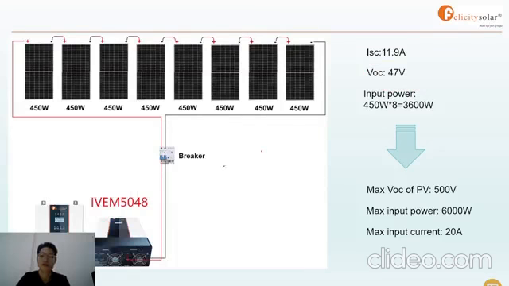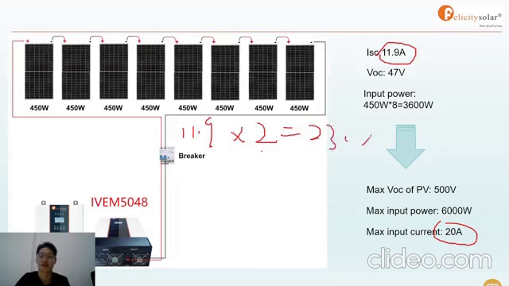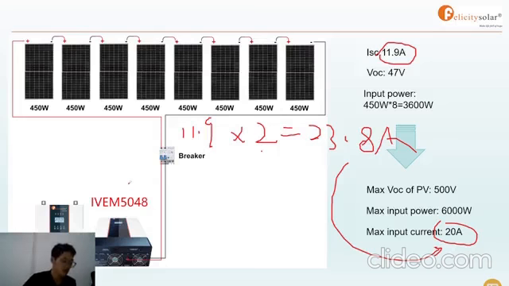If we connect the panels in parallel, the current will be doubled: 11.9 times 2 will be 23.8, which is more than 20. So this surpassed the limitation of the MPPT Solar Charge Controller. That's the reason why we don't connect them in parallel, we connect them in series. Any other questions?